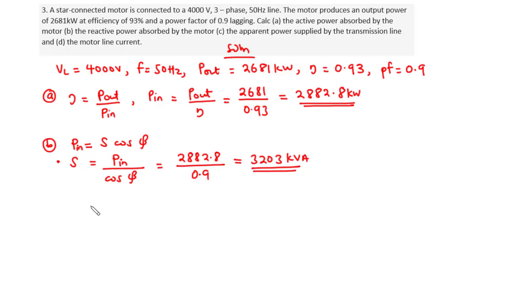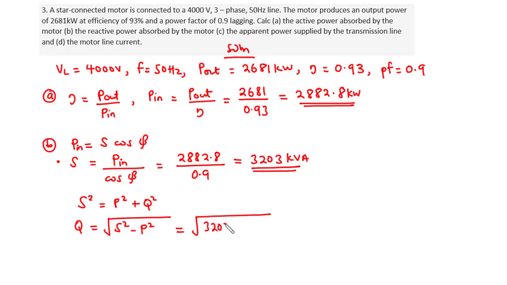Now let's move on to find the reactive power once we have the value of the apparent power and the active power. So from the power triangle, we know that S square is equal to P square plus Q square. And then Q is equal to the square root of S square minus P square. So we have S to be the apparent power, which is 3203. So we have the square of it minus the square of the input power, that is 2882.8. And then when you simplify this, you are going to get 1395.9, and that is measured in kilovolts amperes reactive. So this is the value of the reactive power.